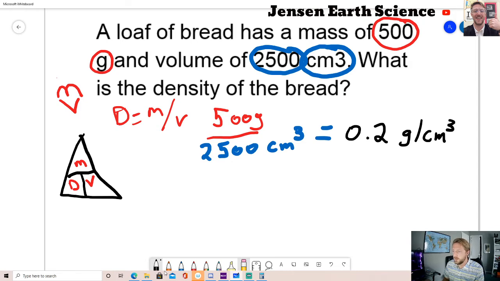When you're doing division with two different units, the rule that I like to remember is that it's top per bottom. So this is the top of my division, this is the bottom. So grams is on top, centimeters cubed is on the bottom, grams per centimeter cubed. And that is a straightforward D equals M over V density question.